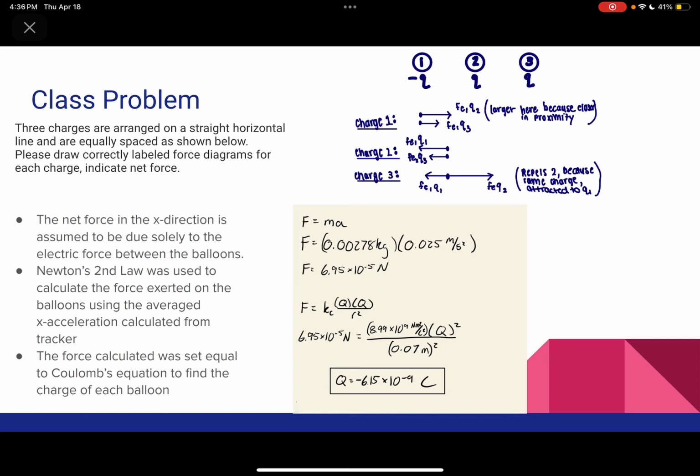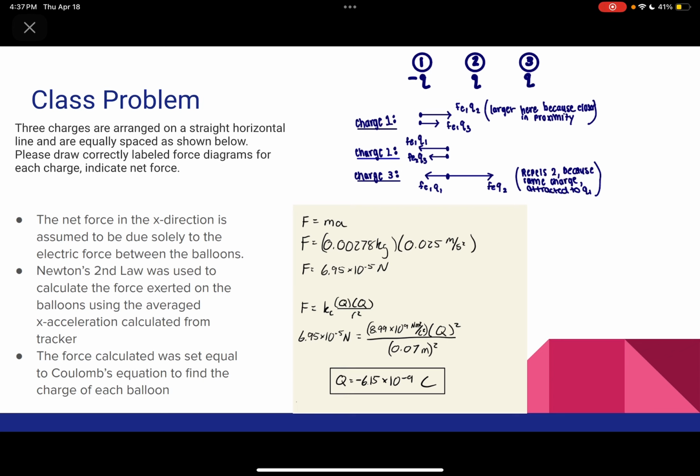For charge 1, negative Q was attracted to both 2 and 3, but since 2 is closer in proximity, it was attracted more. 2 is attracted to 1, but it repels from 3 because it's the same charge. And 3 would have the same idea. It would have a greater attraction to the negative Q and a greater repulsion to Q, because like repels like.